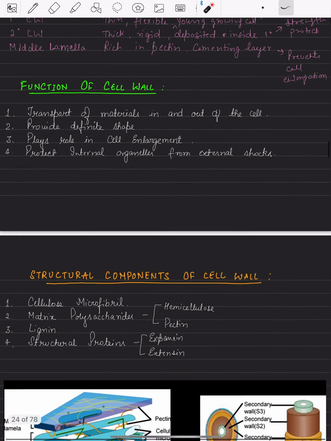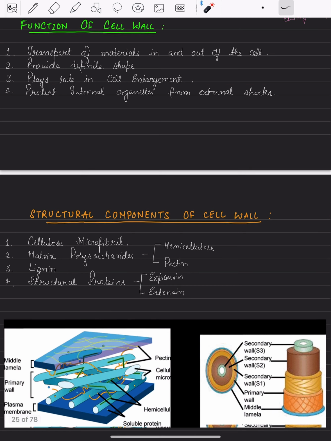We are now going to see another subtopic, that is the structural components of the cell wall. You can see here the four components. First is cellulose microfibril, second is matrix polysaccharide, in which we are going to discuss hemicellulose, pectin and others. Then the third is lignin. Lignin is absent in the primary wall, it is present in the secondary. Then the structural proteins, of two types, expansin as well as extensin.